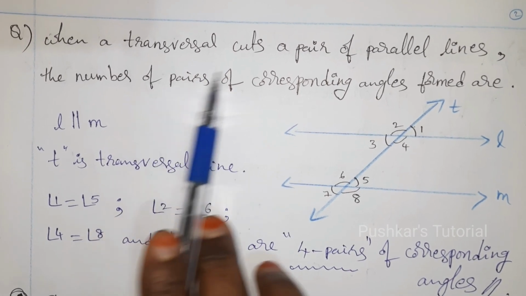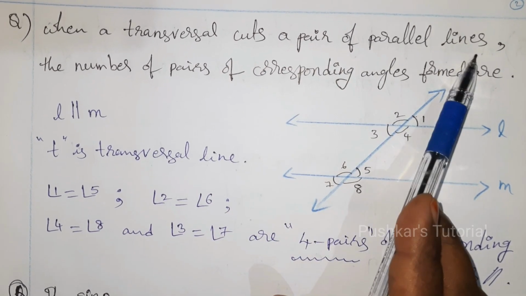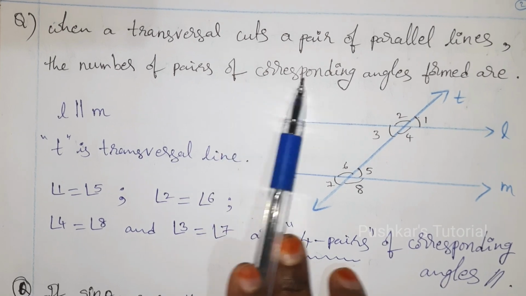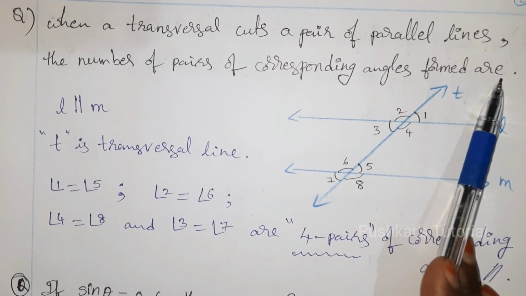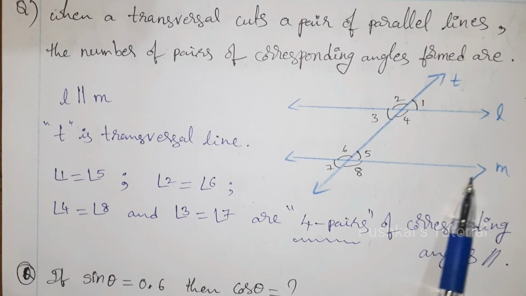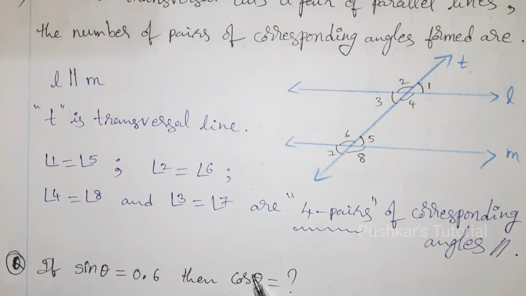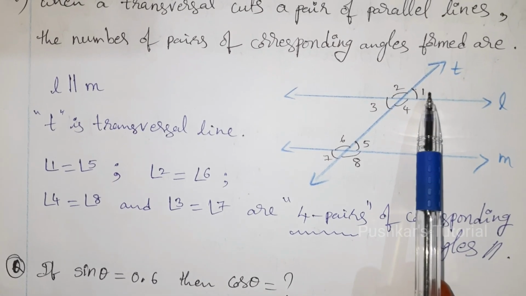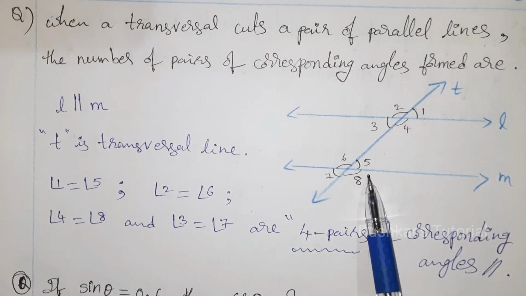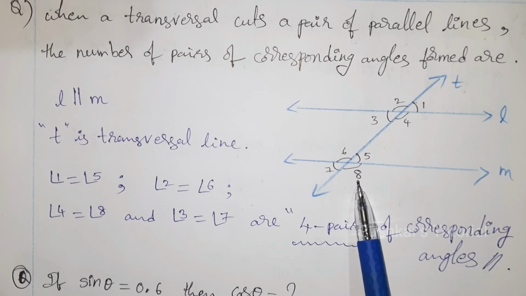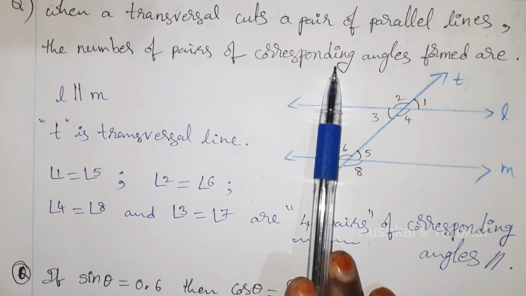When a transverse line cuts a pair of parallel lines, the number of pairs of corresponding angles formed are. So we'll take two parallel lines L and M. We'll take a transverse line T. So it makes 1, 2, 3, 4 angles, and here 5, 6, 7, 8. So here we are discussing corresponding angles.